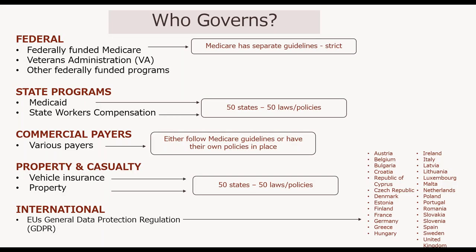All right, so who governs what? And we're just going to go through these very quickly. Federally, we talked about that. Medicare has separate guidelines and they're usually very strict. The state programs manage Medicaid and state workers' compensation. They also govern over commercial payers, property and casualty. And then you have international.